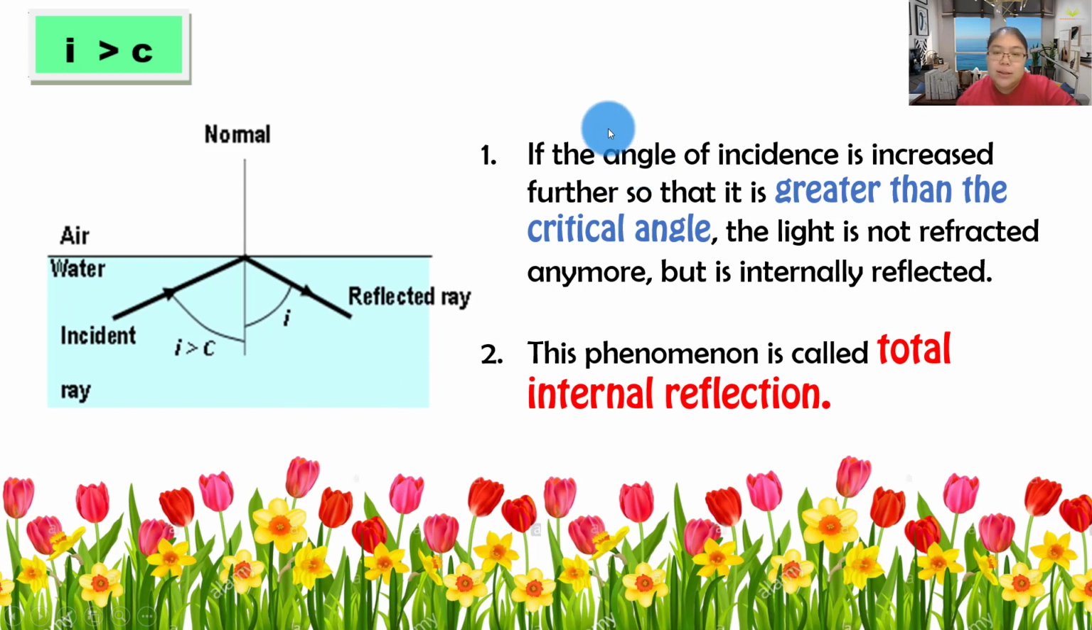Okay, we see the explanation. If the angle of incidence is increasing further, so that it is greater than the critical angle, the light is not refracted anymore. Outside is nothing really. But this one we call internal reflection. That means the light comes back into the block. So this phenomenon we call total internal reflection, TIR. It means all the light ray totally comes back in, never goes out or into the other medium.